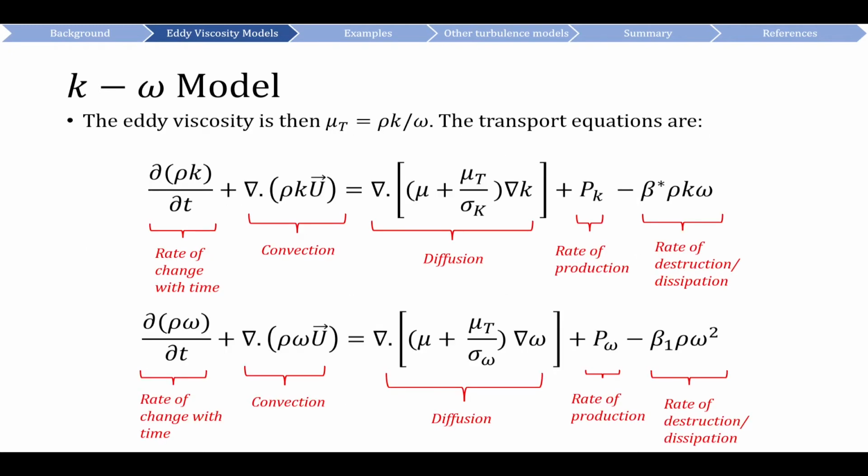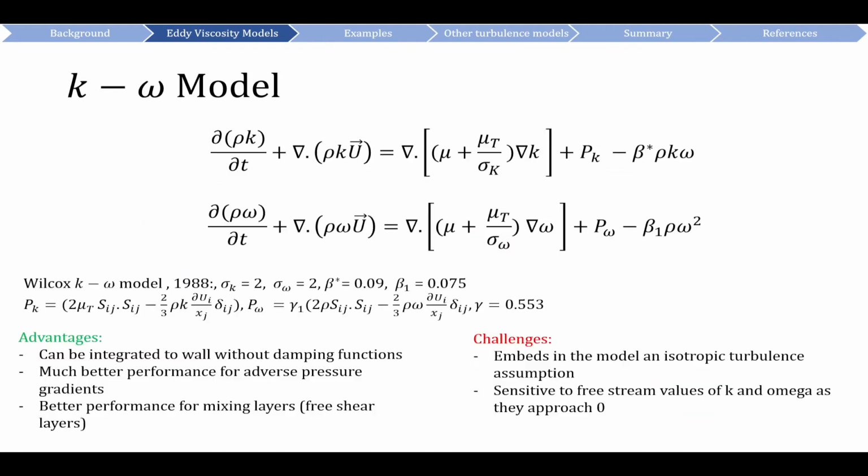Here are the transport equations for K and omega. Again, quite similar. All transport equations take the same sort of form: how quantities change with time, how they're convected and diffused, created and destroyed in the flow. If we can solve these two transport equations for K and omega, we can then sub that back into this expression here for eddy viscosity, and we can then solve the RANS equations.